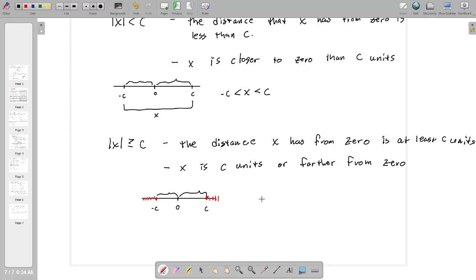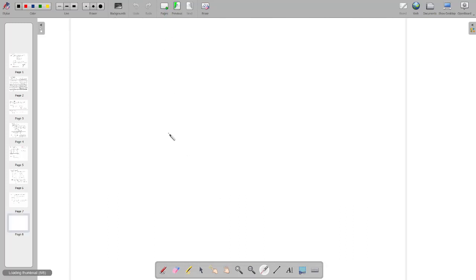Now what this leads to is that x is less than or equal to negative C, as we can see here, we're to the left of negative C. Or x is greater than or equal to C, because we're to the right of C here. Let's do an example of these.